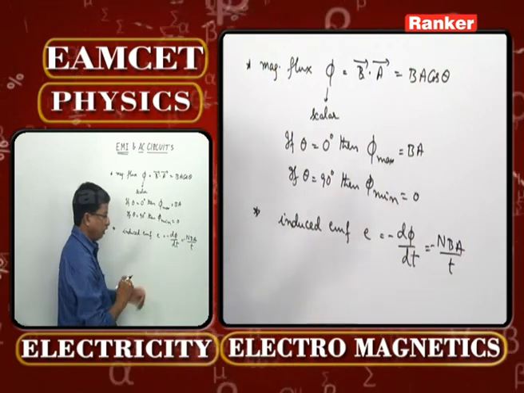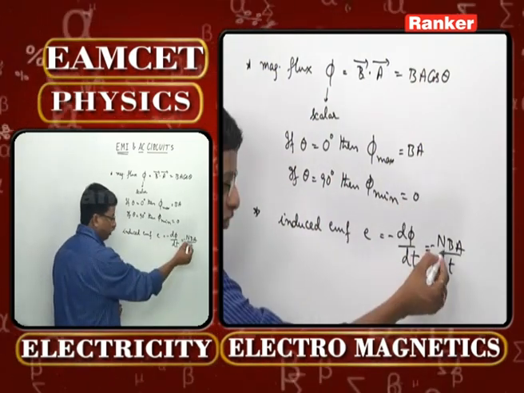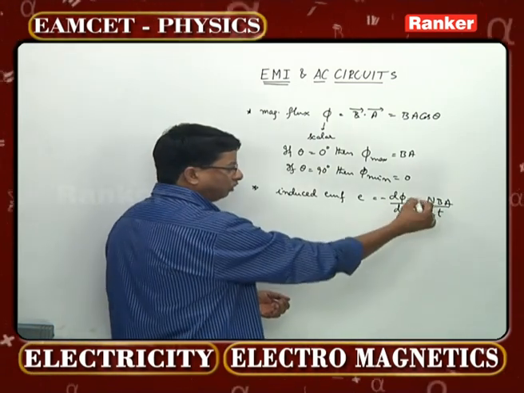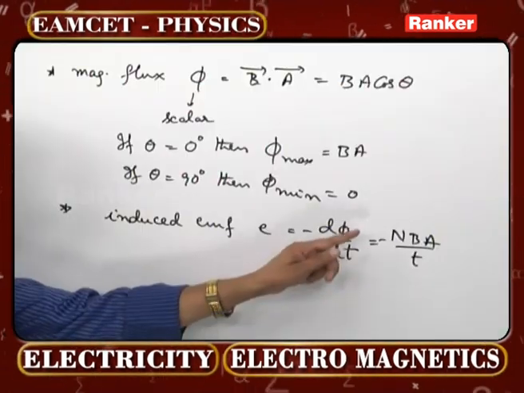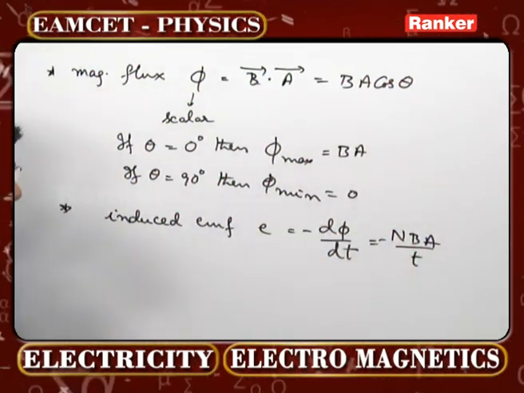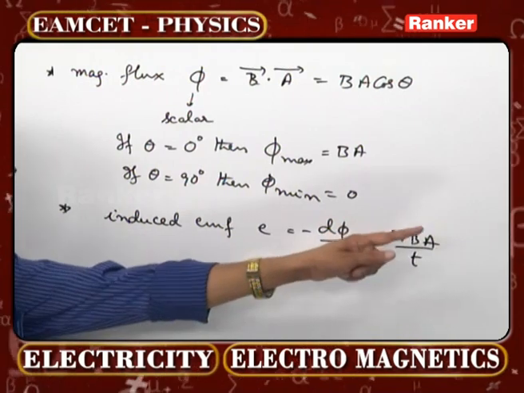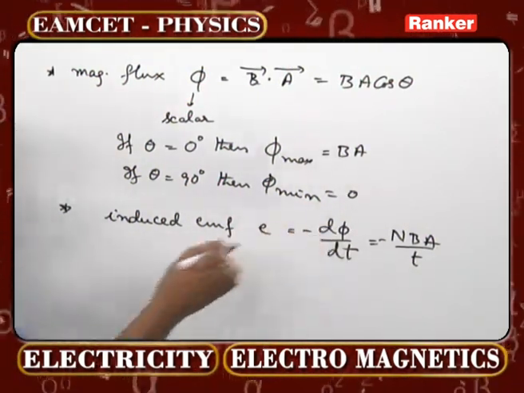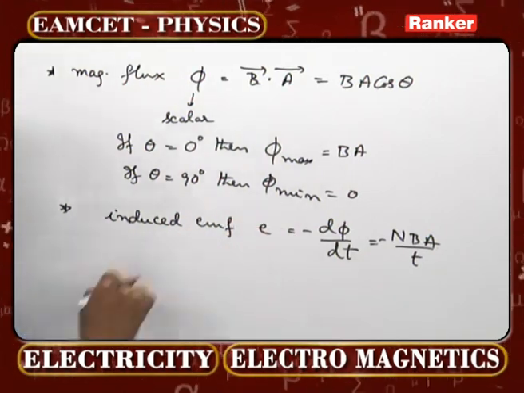That is one more point here you have to remember. Suppose in this equation, B is a variable, then how to write this formula? NA into (B2 minus B1) by t. Suppose A is a variable, NB into (A2 minus A1) by t. Like that we used to write the value of EMF. That is actually the concept.